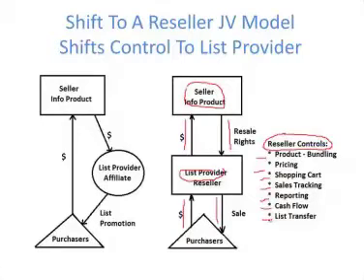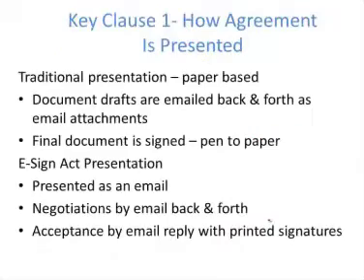So now that we have an understanding of the differences in structure between the affiliate model and reseller model JVs, let's take a look at the key clauses in these agreements that are very significant to you. Number one, how the agreement is presented.